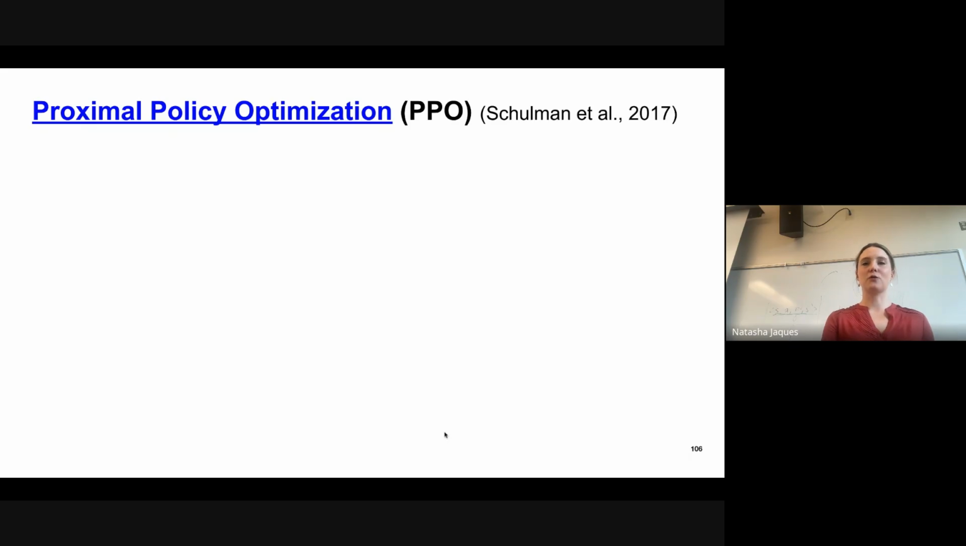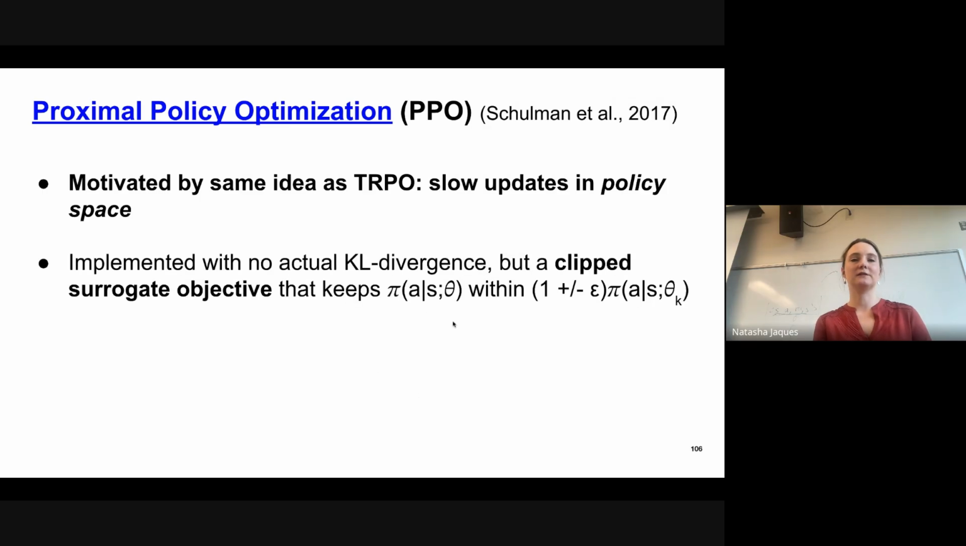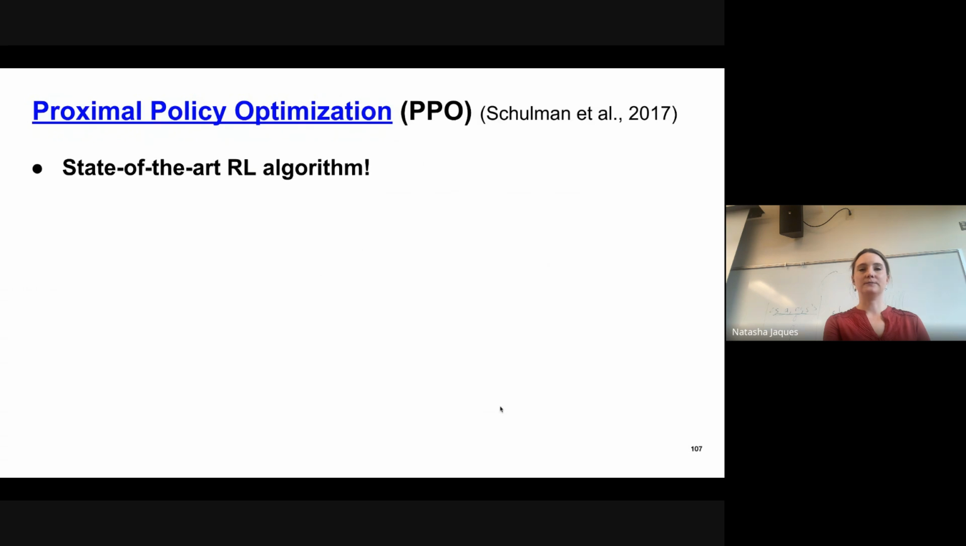PPO is like cool math, difficult to deal with in practice. PPO is like the workhorse of modern deep RL, I would argue. It's motivated by the same idea as TRPO, doing slow updates in policy space, but you implement it with a clipped surrogate objective that doesn't involve actually computing the KL divergence. And that's easier to do in practice. So you do look at this ratio of the new policy to the previous policy, and you clip that. This is like the state-of-the-art deep RL algorithm.